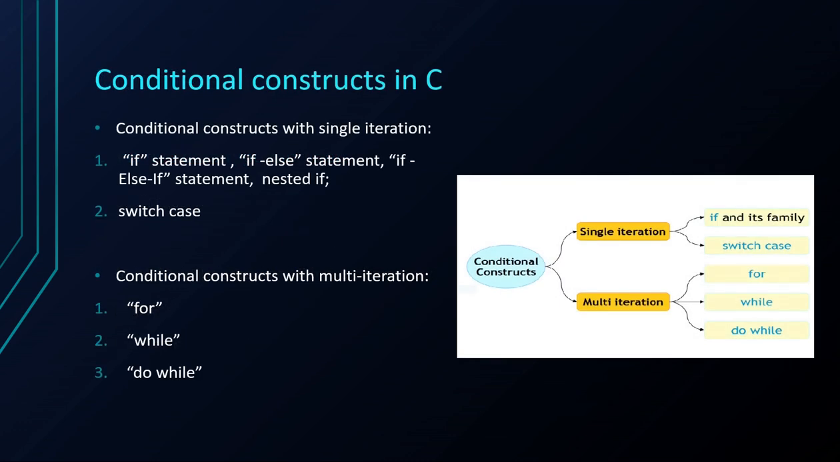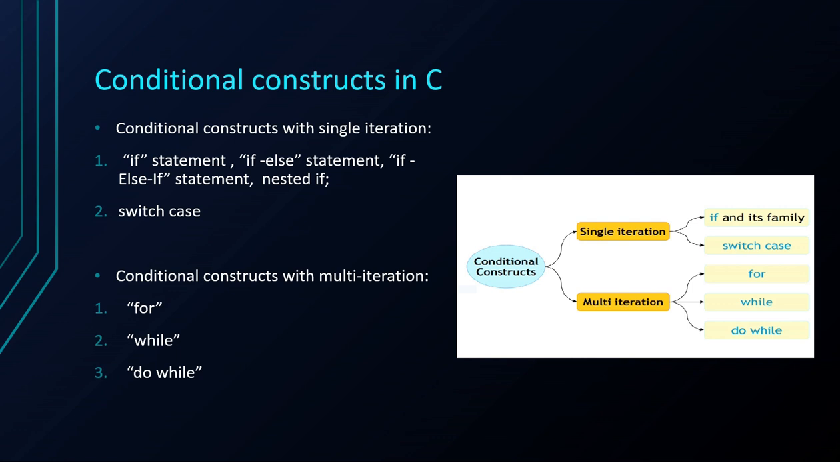We have the following types of conditional statements in C. Conditional construct with single iteration. And these are if statement, if else statement, if else if statement, nested if, and a switch case. In regards to the if statement, if the condition is true, we'll execute the statement from the if block. If the condition is false, we will not enter the block and will execute the statement after the if block.